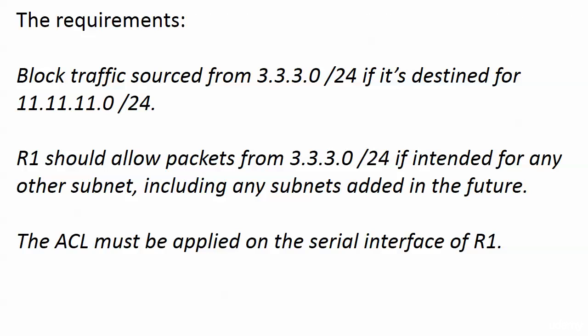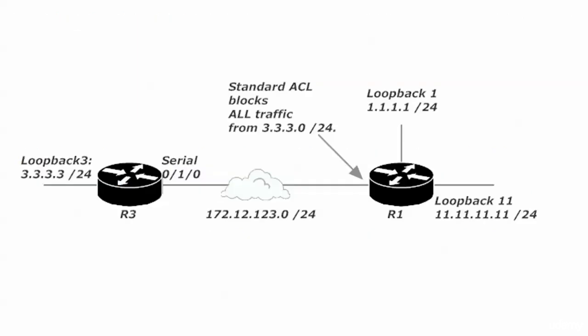Thing is, we want to allow packets from network 3 to any other subnet, including subnets we add in the future, and we saw that that didn't happen because we tried to ping 11.1.1.1 from router 3 and it did not go through. And you know why, but I'm going to show you why anyway.